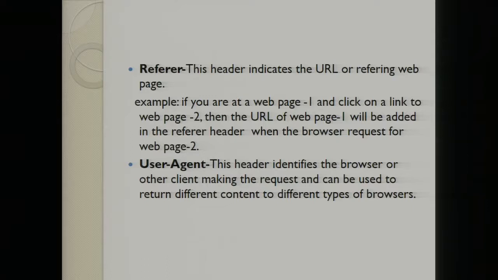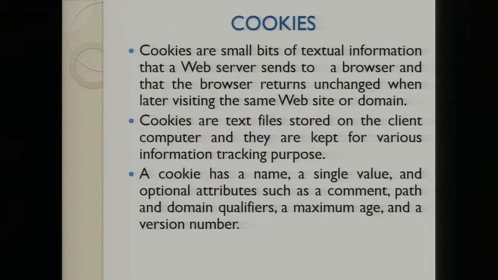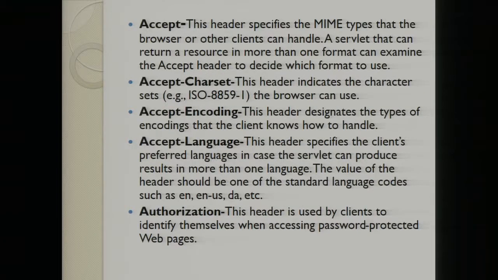So we have gone through the different request header files. One is Accept, okay. It specifies the MIME types that the browser or other clients can handle. It checks and verifies which is feasible for that particular format, then it accepts that. Accept-Charset: which standard character set you are using, that it returns. Encoding: if any compression is to be made and it is acceptable, then it returns that header value. Language: which language the user prefers.